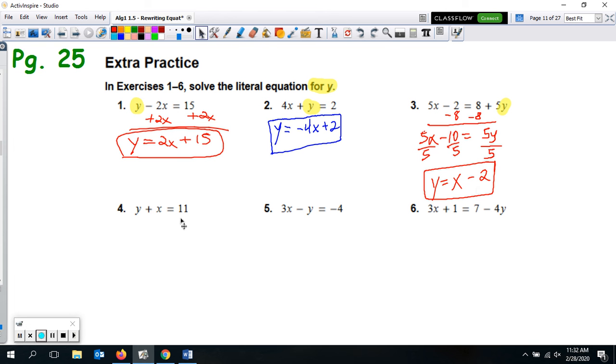Here's another one, number 4. Go ahead and do this one. Pause the video and do number 4. You're going to solve, again, there's y, solve for y. Just move the x to the other side.